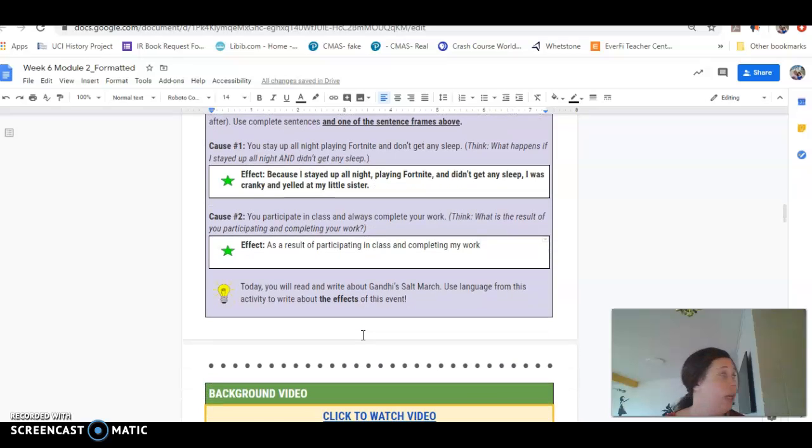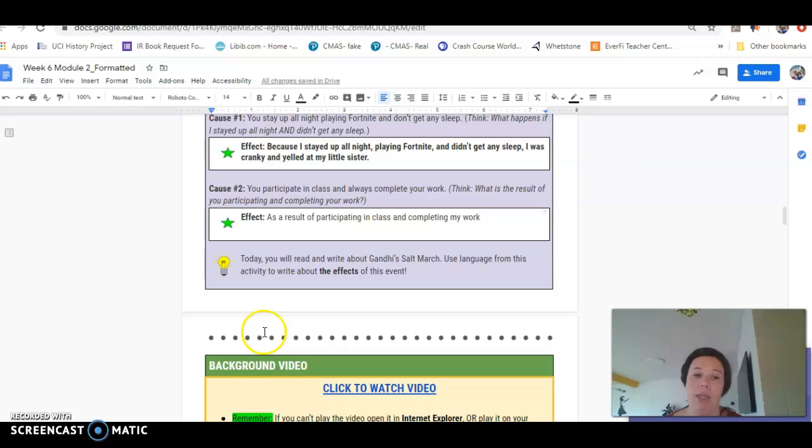And today we're going to be reading about and writing about Gandhi's Salt March. You're using this language to write about the effects of what happened. So as a consequence of Gandhi's Salt March, X happened. Once you finish filling these out, double check that you've put your do now in the Google Classroom, and then find the video for our background information.